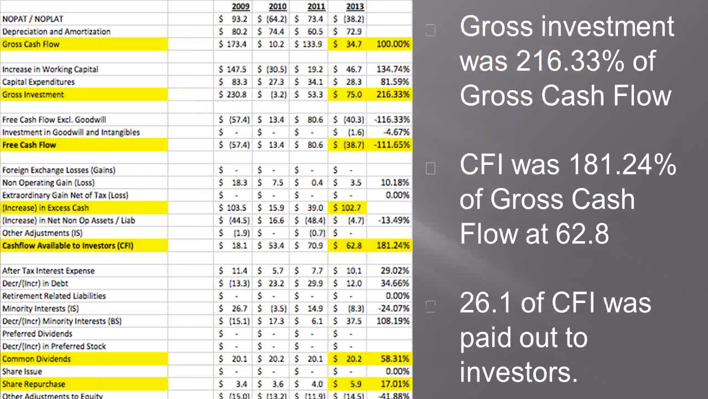Then lastly, I'm going to talk about the CFI statement for Granite that we made. It started off with gross cash flow of 34.7 and ended with gross investment of 75, which is a 216% increase from the 260% of the gross cash flow. The free cash flow ended up being negative 38.7, and that's mainly because of goodwill. Of that 38.7, we ended up with cash flow available to investors of 62.8, and that's mainly due to the change in excess cash. Of the 62.8, roughly 26 of it was paid out to shareholders, 20 of it being in common dividends, and 6 of it being in share repurchases.